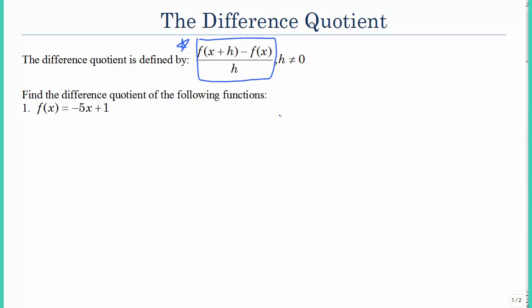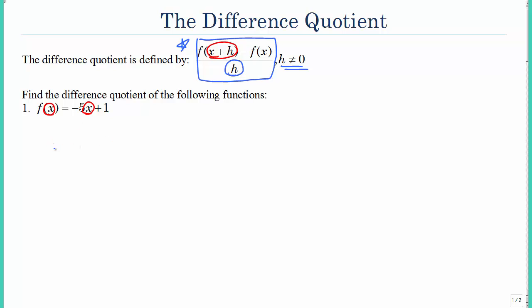And so notice we're going to find f of x plus h. We're going to subtract f of x, which is going to be the given function, and divide by just h. Now out here, they're just saying h cannot be 0 because you don't want to divide by 0. So let's just start with a linear function. How do you find f of x plus h? Keep in mind, you want to replace the x's with x plus h.